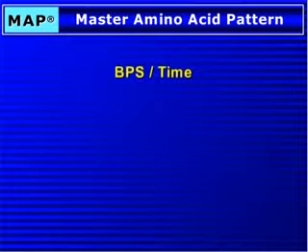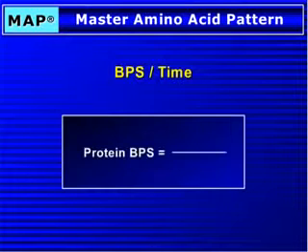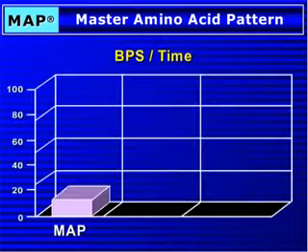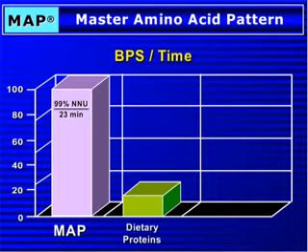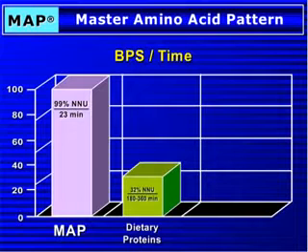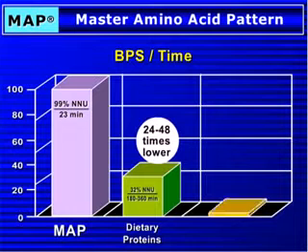Body protein synthesis over time ratio. By knowing a protein's NNU and its digestion time, a protein BPS over time ratio can be calculated. MAP's BPS over time ratio is equal to 99% NNU over 23 minutes. By comparison, the most nutritious dietary proteins have a ratio of 32% NNU over 180 to 360 minutes. This means that the BPS over time ratio of dietary proteins is 24 to 48 times lower compared to MAP.